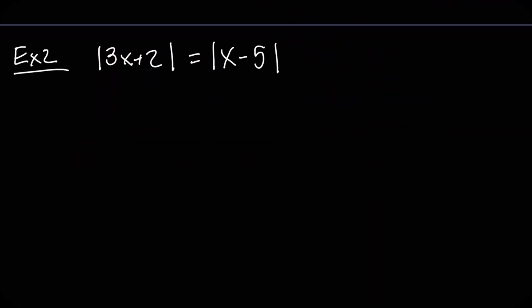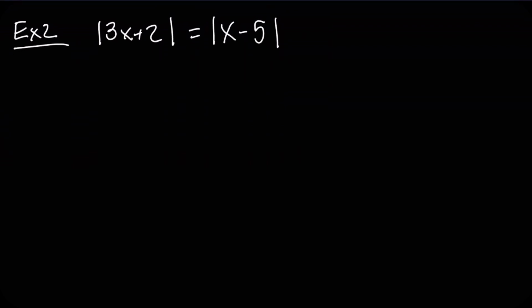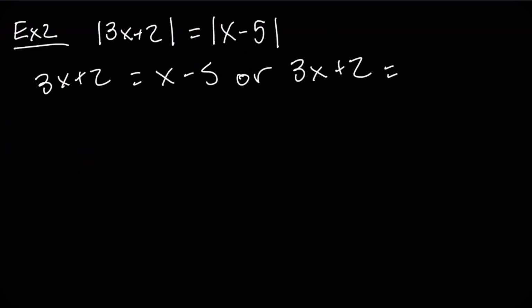Now for our next example, we have x's on the right and left hand sides. Let's try to solve for these. First things first, we want to set up our equations. Our first one will have 3x plus 2 is equal to a positive x minus 5, or 3x plus 2 is equal to a negative, and then do an x minus 5. Go ahead and solve for x in both of these equations.